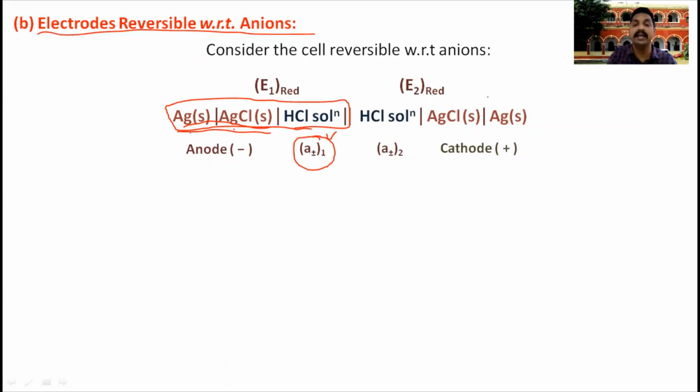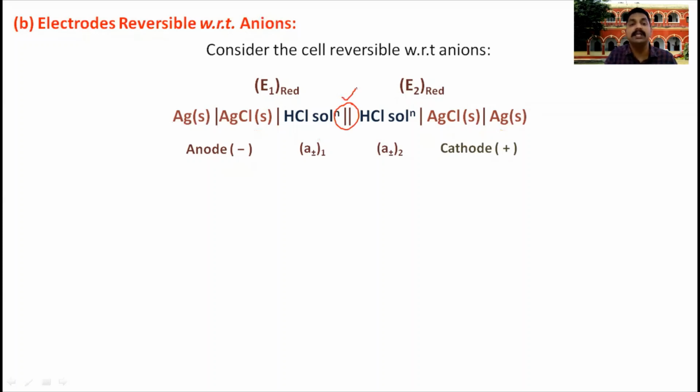On right hand side, we have taken again silver chloride electrode dipped in HCl solution. Here the solution's activity is a plus or minus 2. So here again we have taken the mean ionic activity. Thus we have left side anode and on right hand side we have cathode. Now if you see here we are using salt bridge, which means the liquid junction potential is removed by using salt bridge.